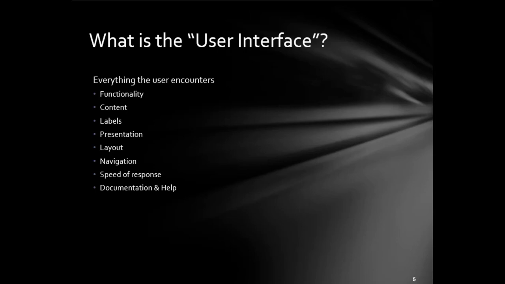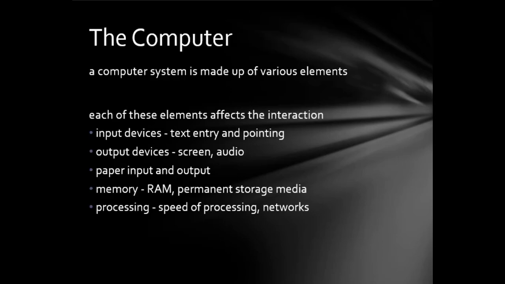What is the user interface? Everything the user encounters: functionality, content, labels, presentation, layout, navigation, speed of response, documentation, and help. The computer. A computer system is made of various elements. Each of these elements affects the interaction.